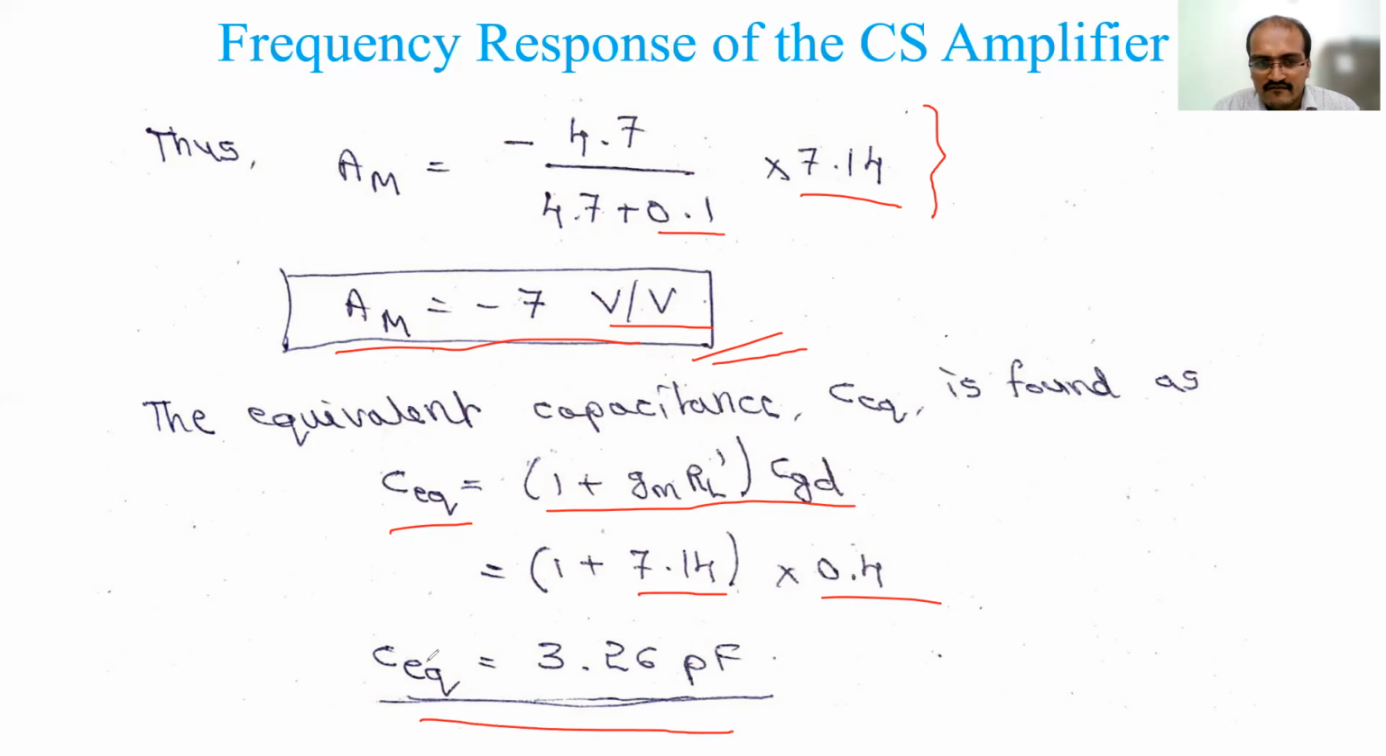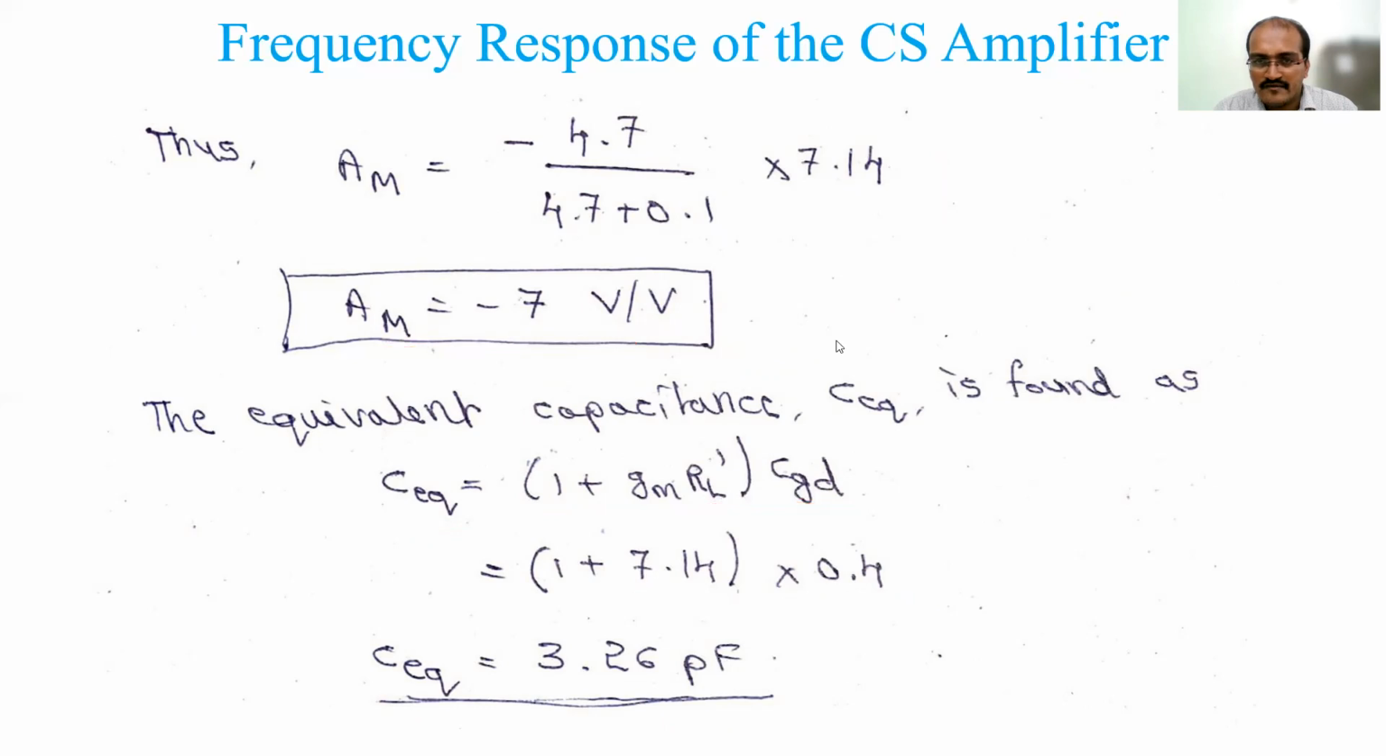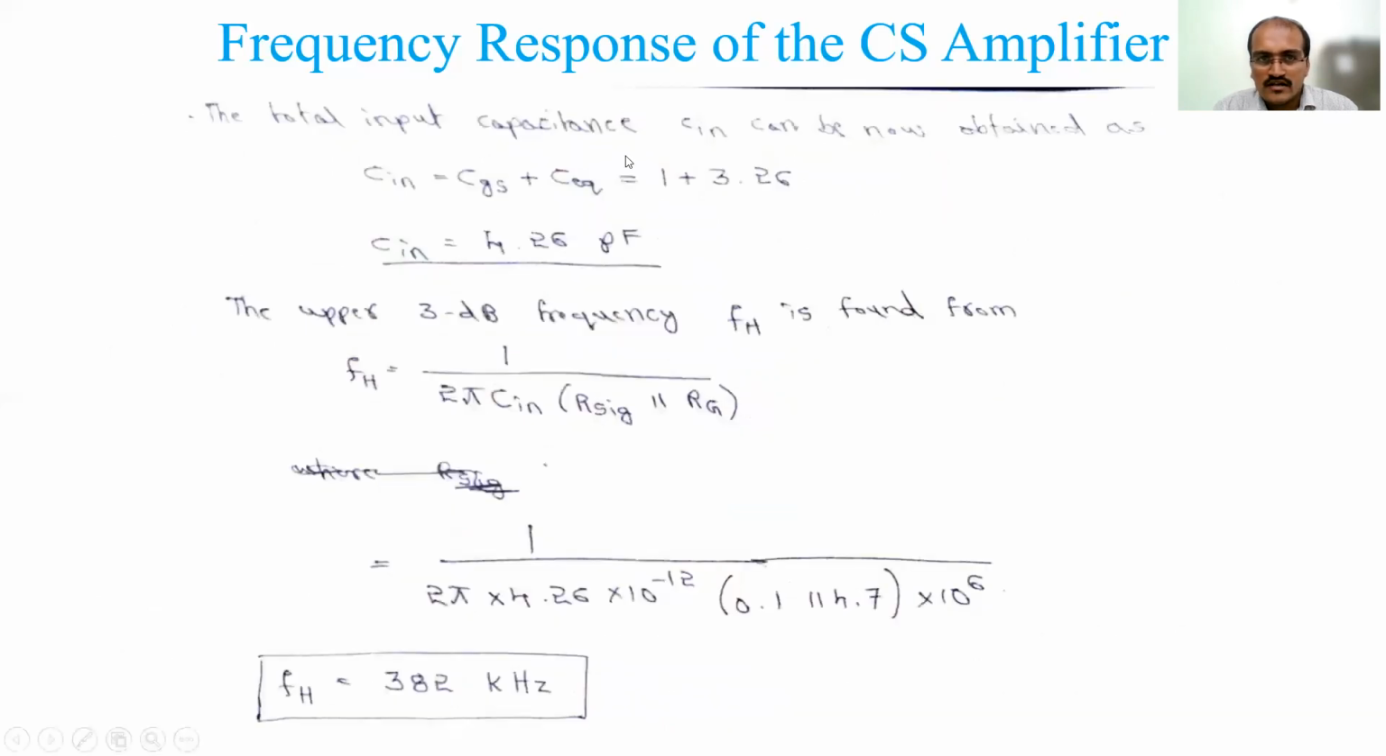Now this value will be added with the CGS value, and that becomes your C in, right? Both are in parallel. Parallel means they get added. So the total input capacitance C in can now be obtained as CGS plus C equivalent. CGS was given in the problem as 1 picofarad, and this is calculated now as 3.26. Together it will come 4.26 picofarad. Okay, so this is the answer for C in. So the first part of FH we have calculated.